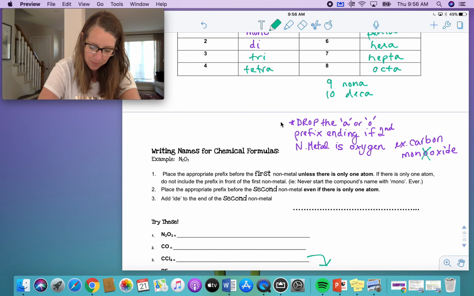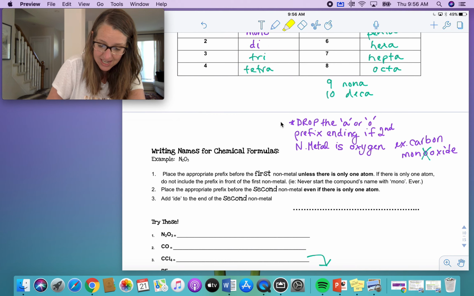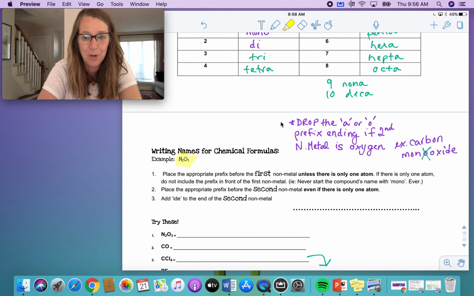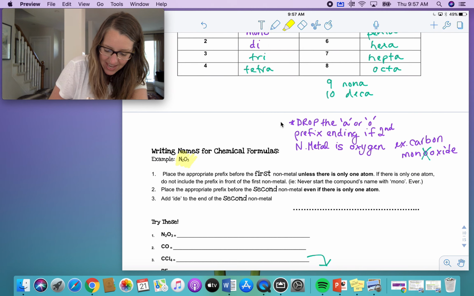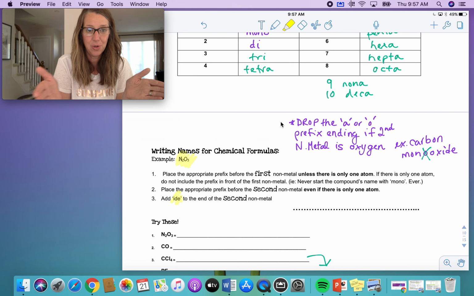Okay, here we go. Let's figure out how to write the name given the formula. Just see how you have to go backwards? Okay, again, it's actually pretty easy. Here's the one we're going to do. N2O3. So place the appropriate prefix before the first nonmetal, unless there is only one, okay? And then you're going to place the appropriate prefix before the second nonmetal. Even if there is only one, we are going to use a mono. At the end, you add an IDE to the second nonmetal. You read it left to right, so nitrogen will come first and then oxygen.